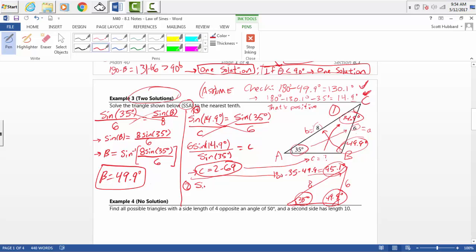We have sine of 95.1 over the other side, the C. So sine 95.1 over C is equal to sine of 35 over 6. And when you do that, you get C is equal to 6 sine 95.1 divided by sine 35.